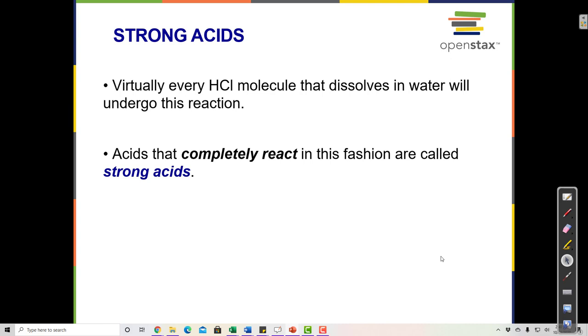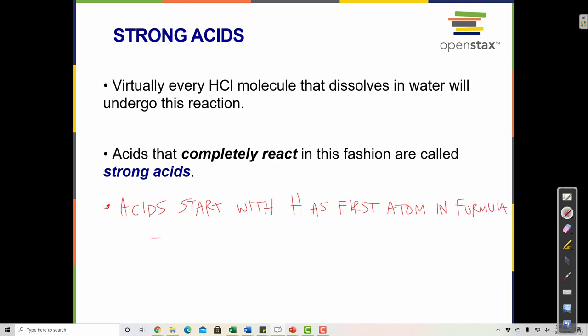So strong acids, well, how can we tell an acid in the first place? An acid is one that has an H in the front. Acids start with H in their formula. So, HCl, HC2H3O2, HNO3, even H2O. Anytime there's an H at the front of a compound, then we would interpret that as being an acid. This is an acid, this is an acid, this is an acid, this is an acid, even water. So we can identify an acid by looking at a formula by seeing if that formula starts with H.